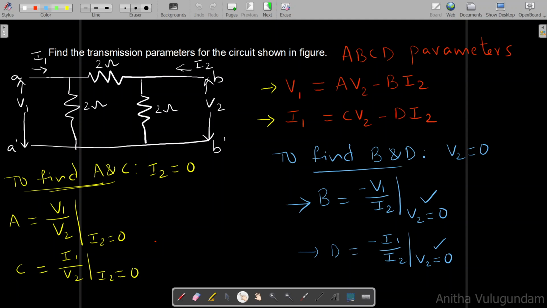To find the value of A and C, I2 must be equal to 0. From this equation, you can write A equal to V1 by V2 when I2 equal to 0, and C equal to I1 divided by V2 when I2 equal to 0. In a similar way, to find B and D values, V2 should be equal to 0. B equal to minus V1 by I2 when V2 equal to 0. D equal to minus I1 by V2 when V2 equal to 0. Let us start finding each and every parameter.